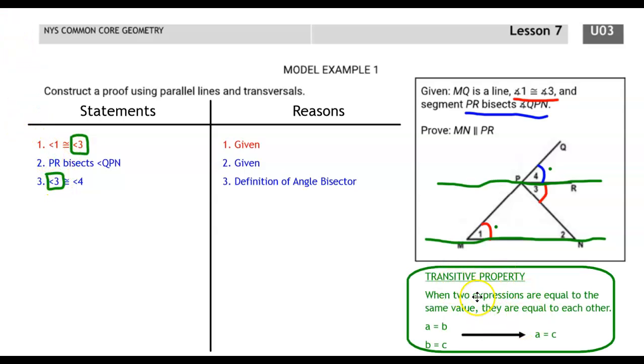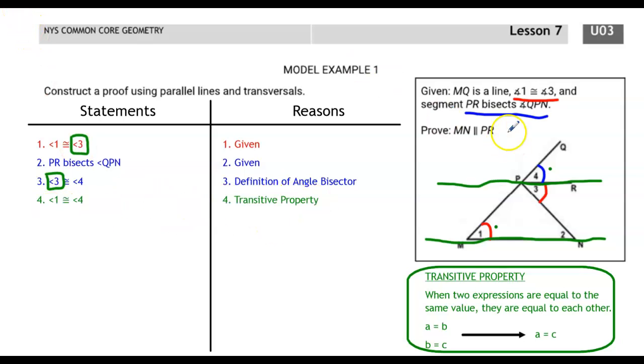And here's a quick rundown of that transitive property. When two expressions are equal to the same value, they're equal to each other. So A is equal to B is equal to C. They're both equal to B, so A and C are the same. That's what the transitive property is. So I'm going to write that transitive property out as my step number 4.